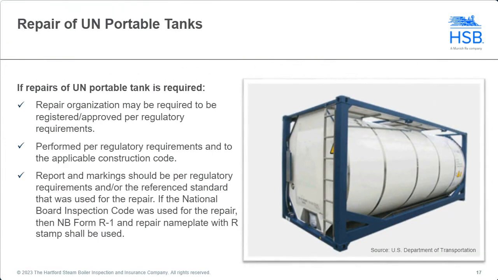Should you need to repair the UN portable tanks, similar to the construction, the repair organization may be required to be registered or approved by the regulatory requirements, and the repair performed per the regulatory requirements and the applicable construction code. And then the repair markings should be per those requirements, or the reference standard that was used for the repair. If the National Board Inspection Code was used for the repair, then the R1 and repair nameplate with the R stamp needs to be on there as well. If the construction code is ASME Section 8 Division 1, you can expect that you're going to need to have an R stamp holder to do the repair.